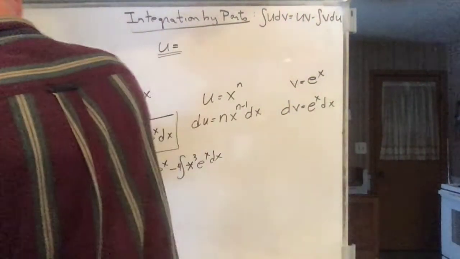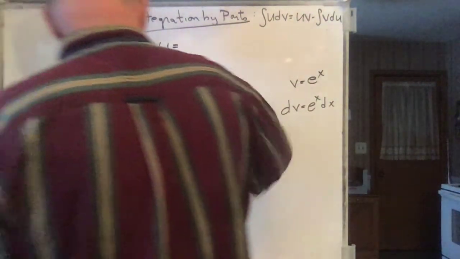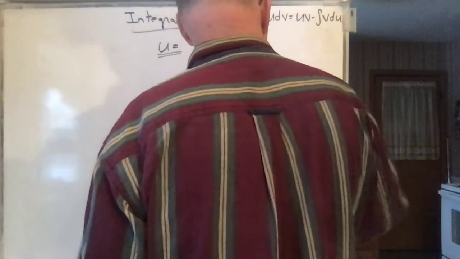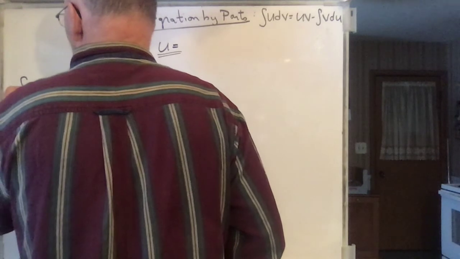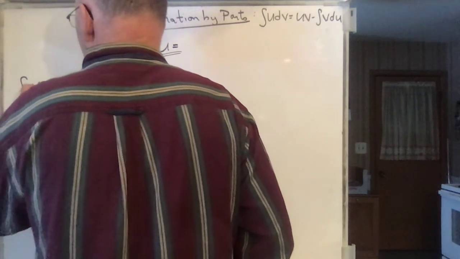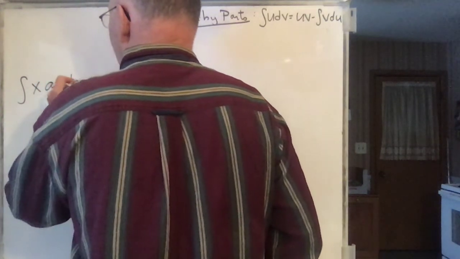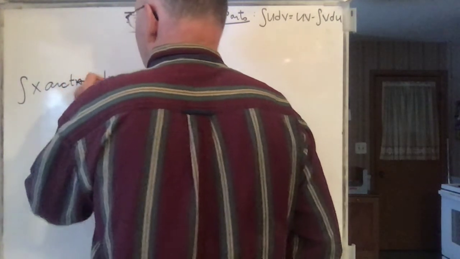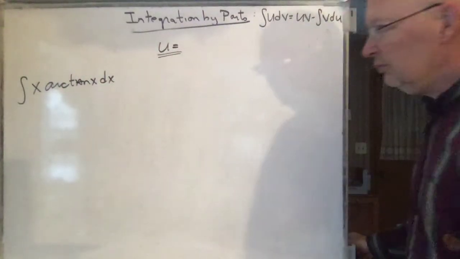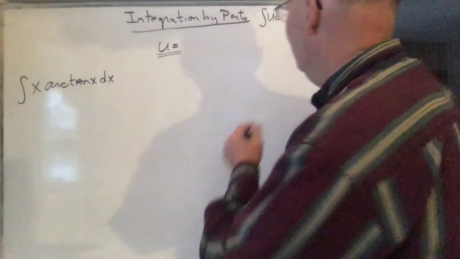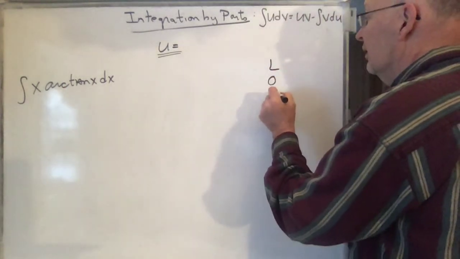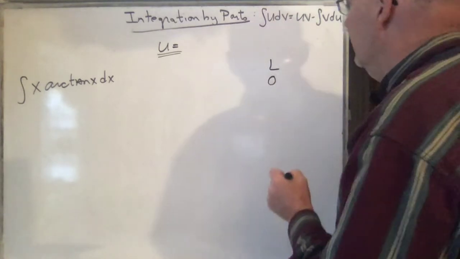Okay, there's just one more I'm going to do. How about this one? What about, let's take x times the arctan of x dx. This is the only one that doesn't fit into this pattern. Oops, not that pattern, LATE.